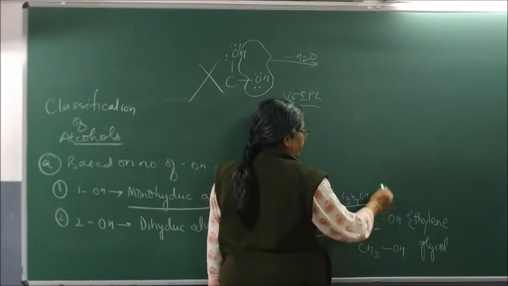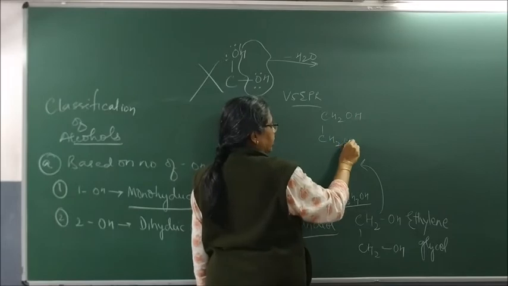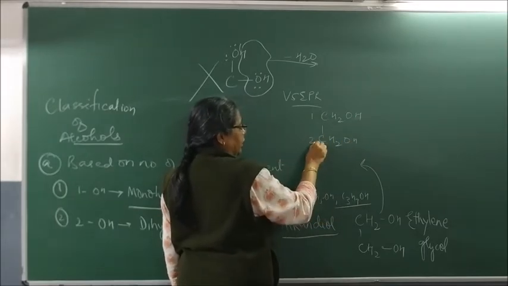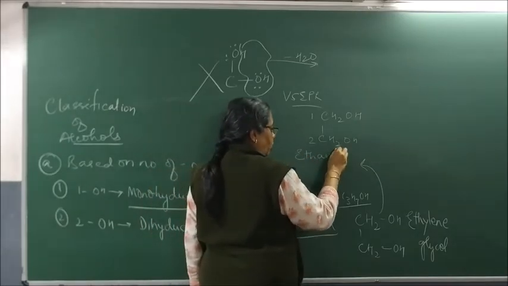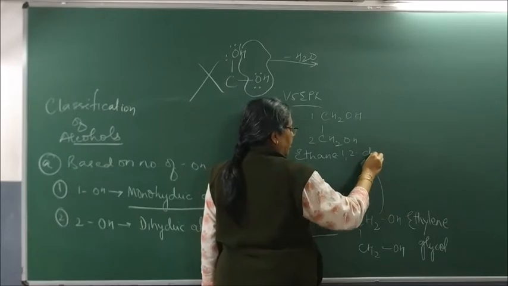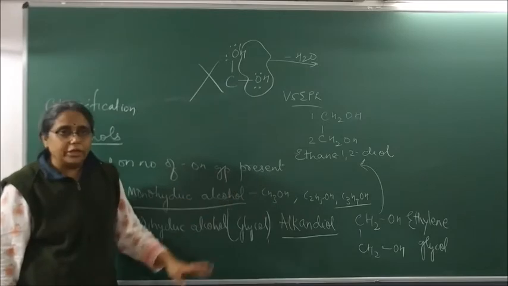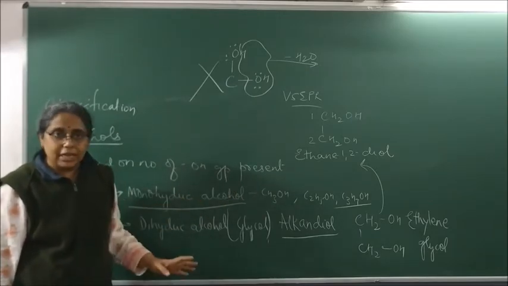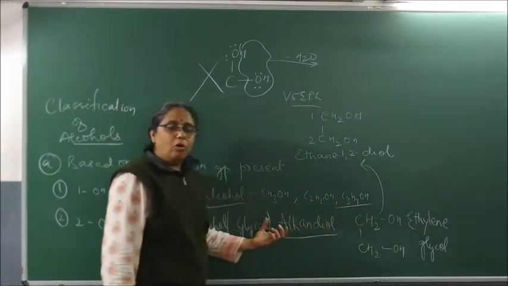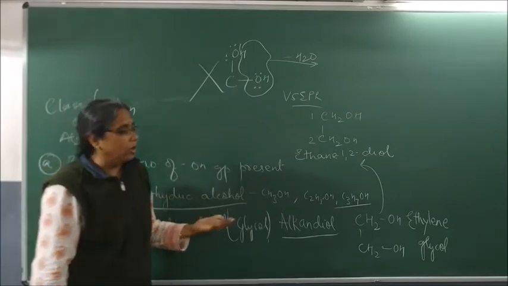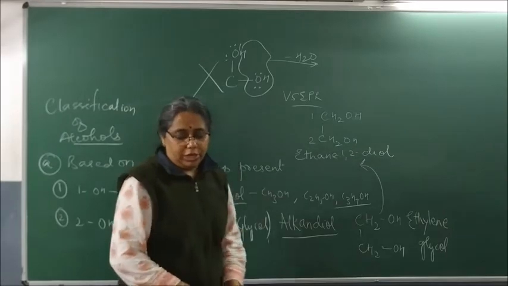Now let us understand its IUPAC name. I am writing it here, CH2OH, CH2OH. What is its IUPAC name? Positions 1 and 2, so it is called ethane 1,2 diol. So ethane diol, or 1,2 ethane diol, or ethane 1,2 diol is the IUPAC name. It is sold under the commercial name of glycol. So all dihydric alcohols are commonly called glycol. The common name is ethylene glycol. The IUPAC name is ethane 1,2 diol.